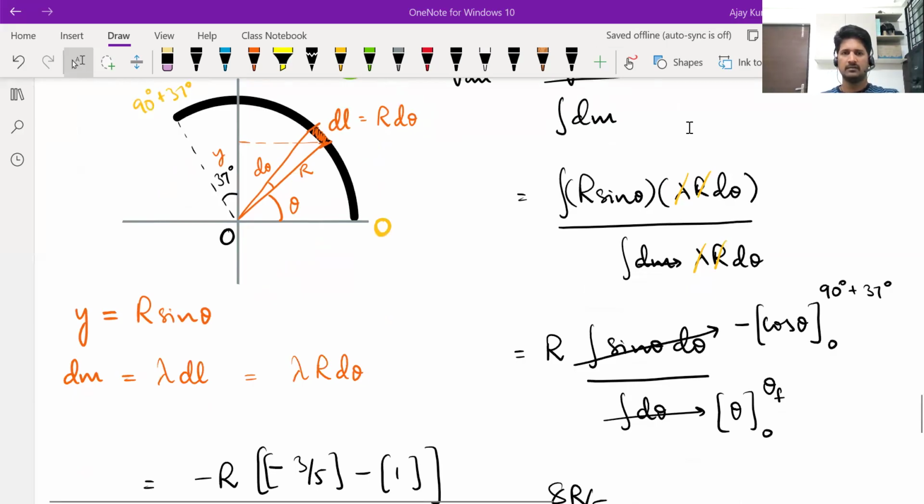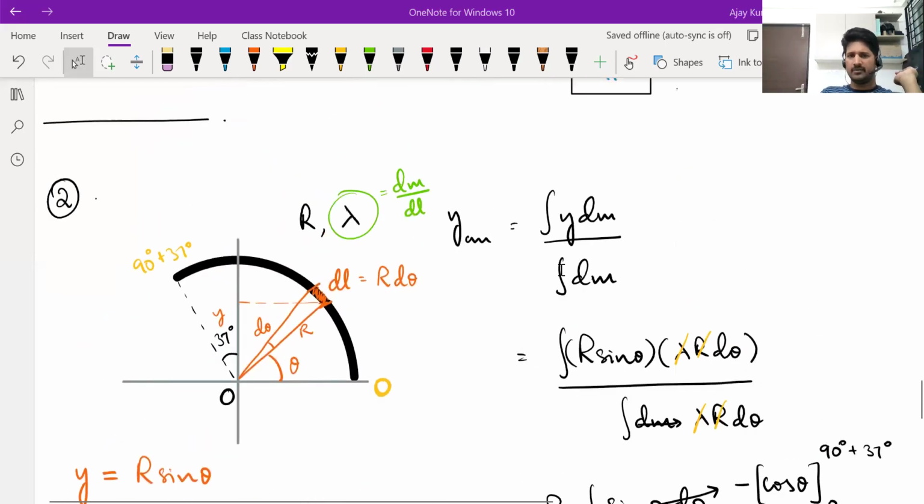Yusuf, did you understand? Pawan, if I give you some other angle, will you be able to find out the center of mass? Pawan. Yes. Okay, just limits. You just have to adjust the limits. Okay, so this way we get the y coordinate of center of mass.